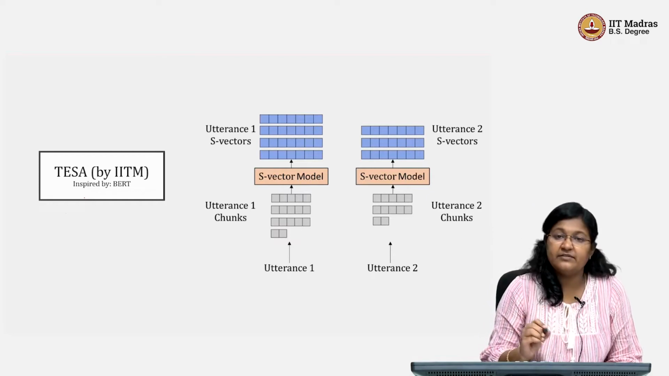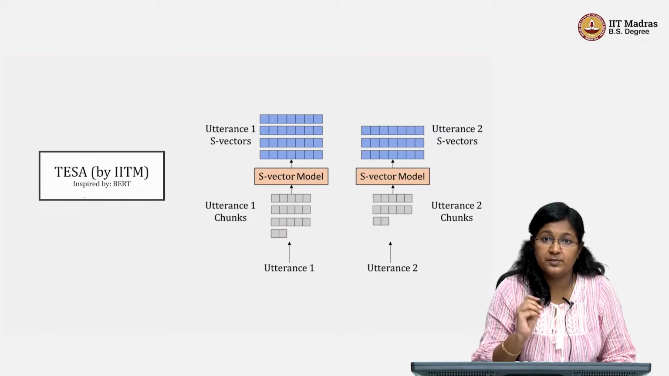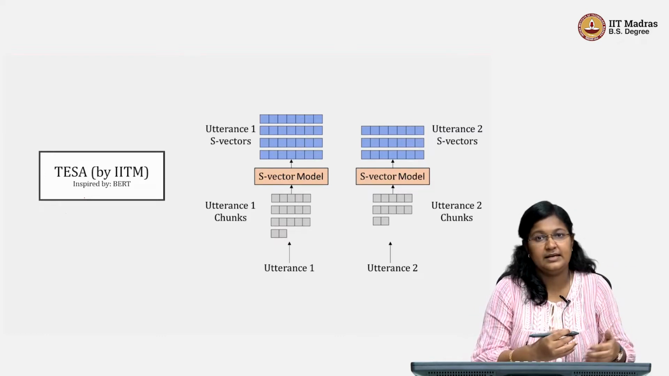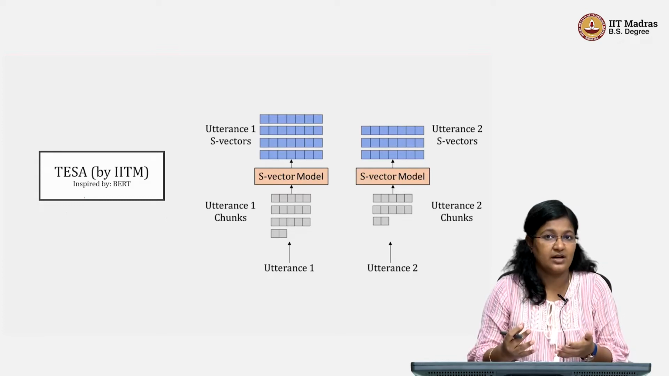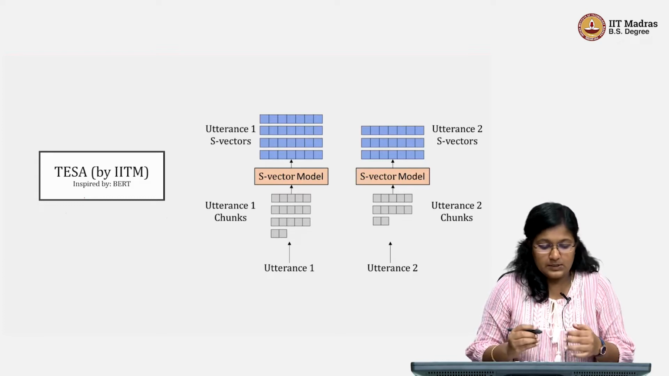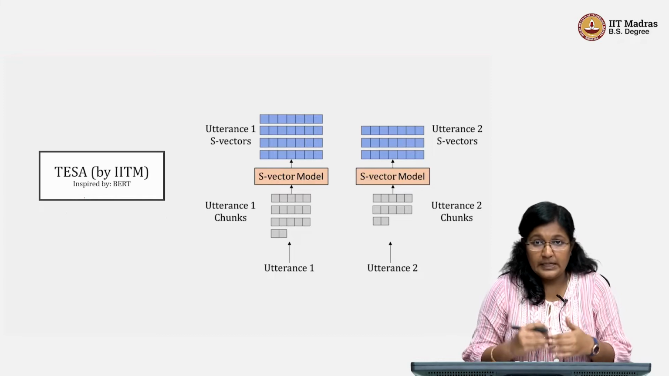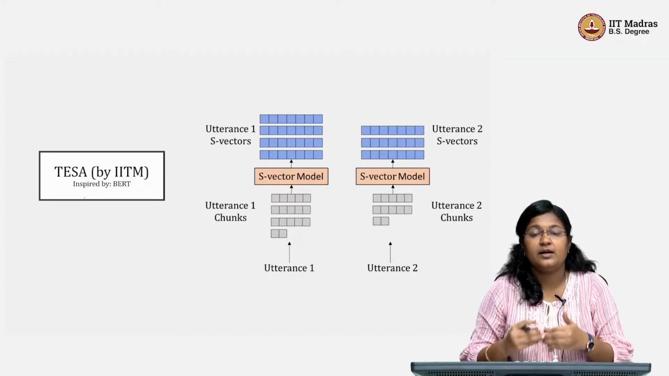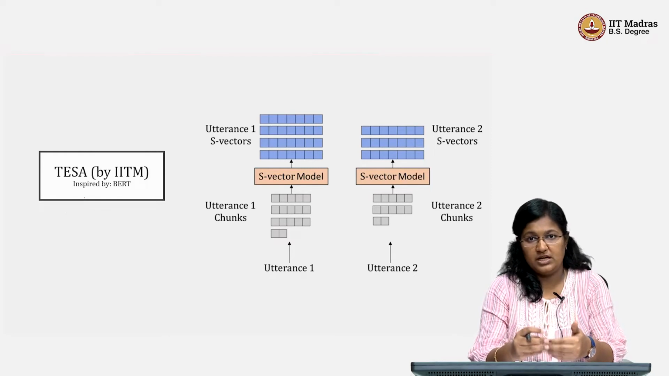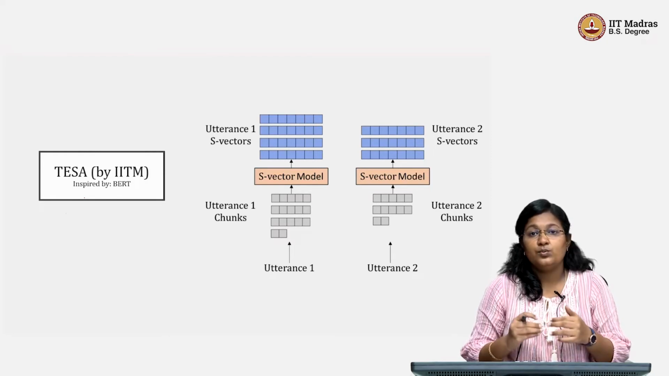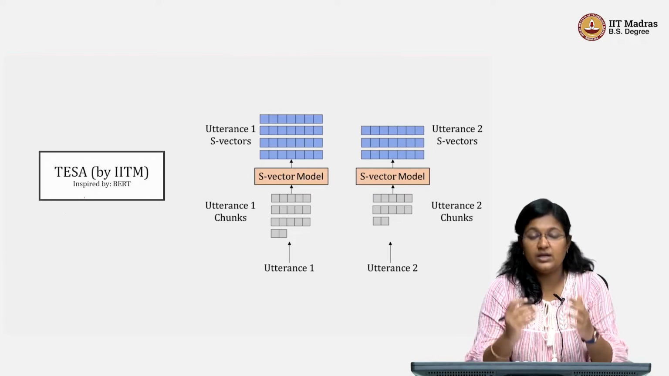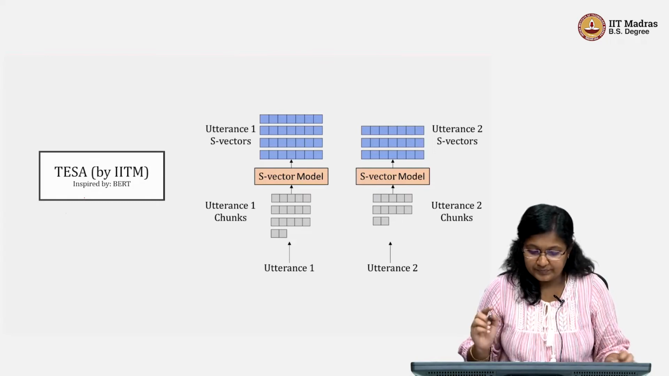So in BERT we had word pieces, and those word pieces were converted to some embeddings, and then we added sentence embeddings and position embeddings and fed it to the transformer encoder, right. So instead of word pieces being converted to embeddings and fed to the transformer encoder, we feed the S vectors to the model, okay.